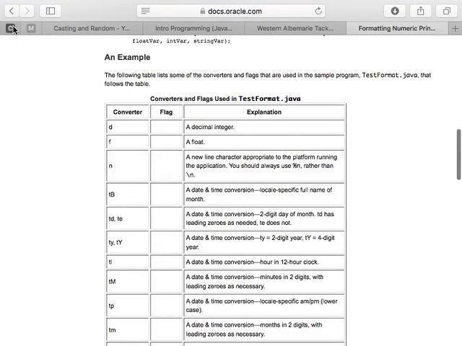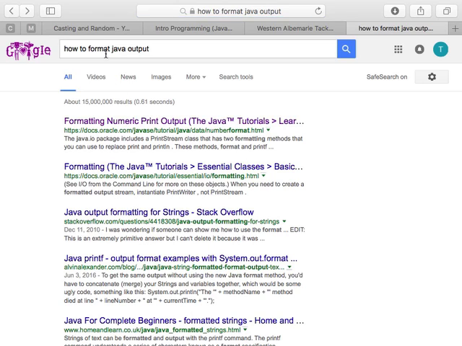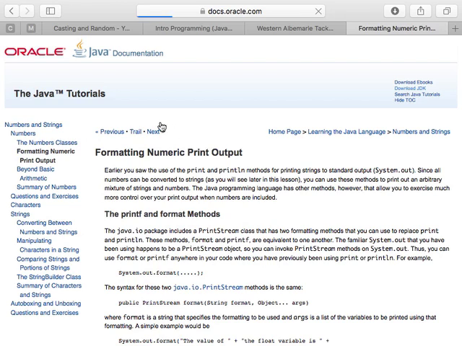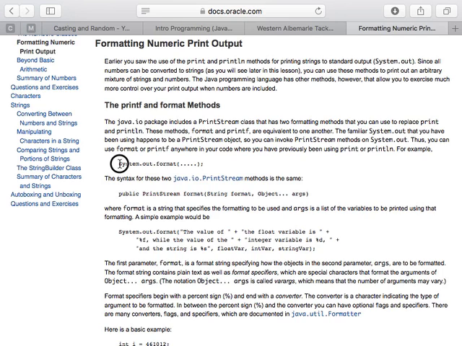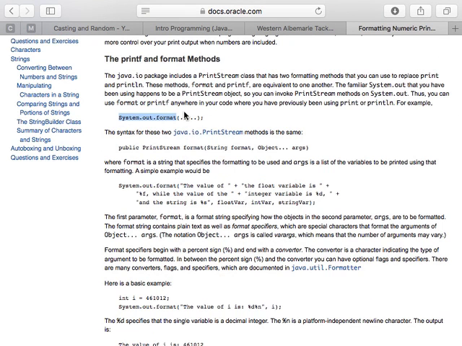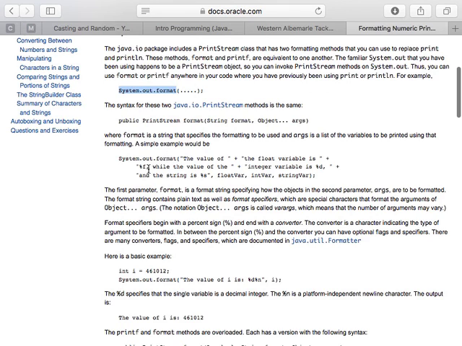Formatting. Okay, so what I did is I just did a real quick search for how to format Java output. First thing here was for formatting numeric print output, which is what I want to know about. So it turns out that not only is there System.out.print and println, but there's also System.out.format. And what happens when you do a format is basically you can put in these little wildcard placeholders.